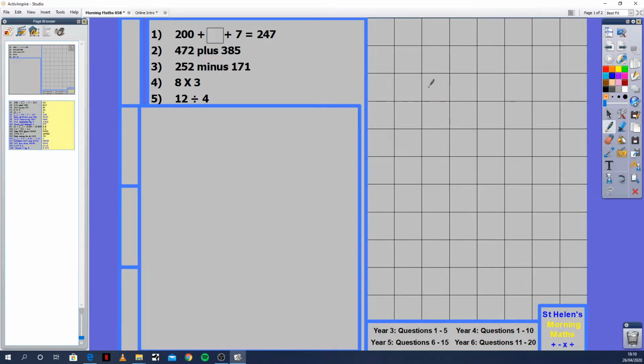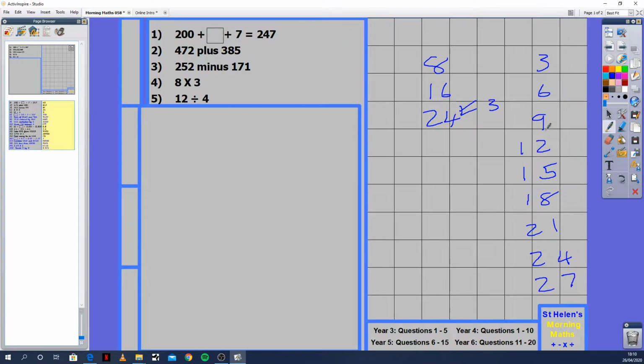Next question is 8 times 3. 8 times 3. 8, 16, 24. The third multiple is 24. Or you can go 3, 6, 9, 12, 15, 18, 21. I don't know how far I'm going. 24. Let's just write another one just in case.